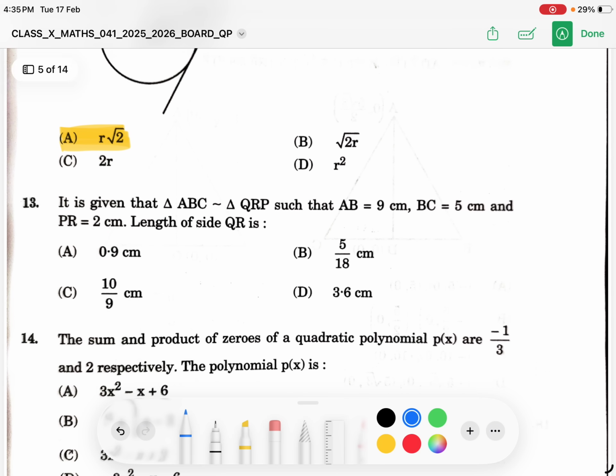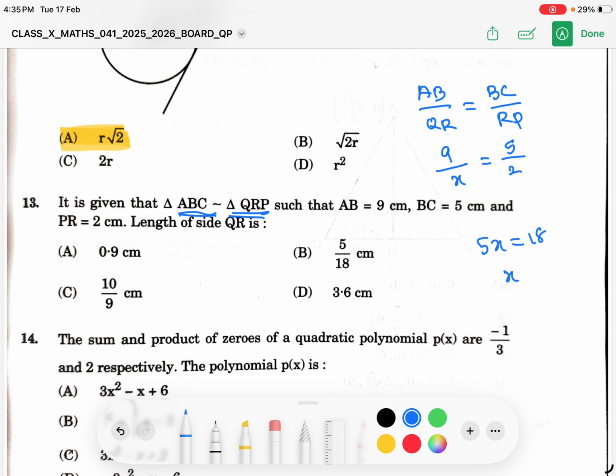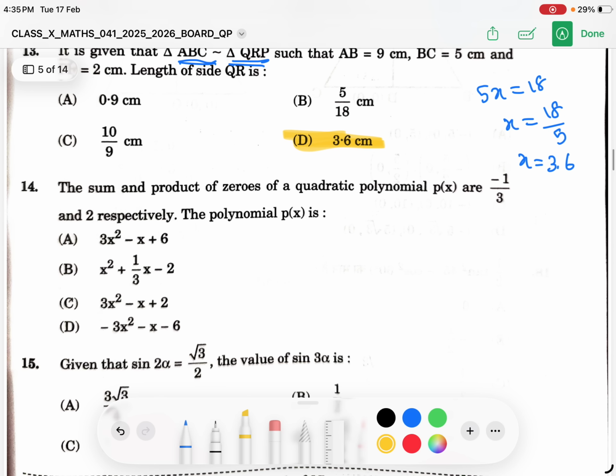Next, this one is similarity. Similarity, we know that AB divided by QR is equal to BC divided by RP. So AB value 9, QR only we should find, x, BC value 5, RP value 2. So 5x equal to 18, then x equal to 18 by 5. So answer x equal to 3.6 centimeter. So 3.6 centimeter.